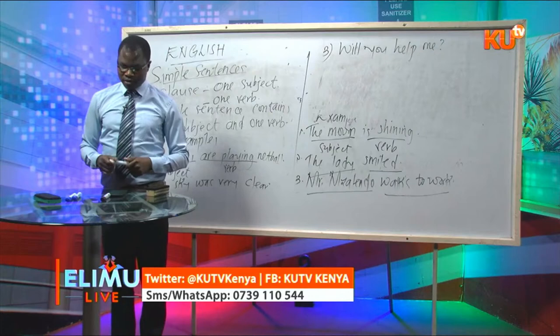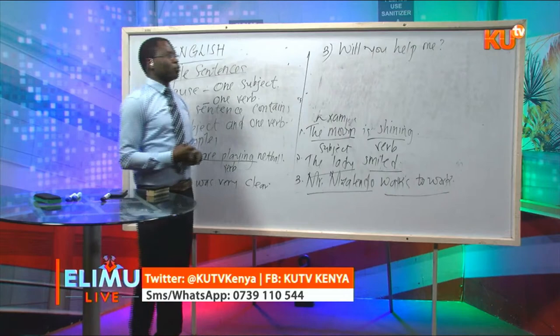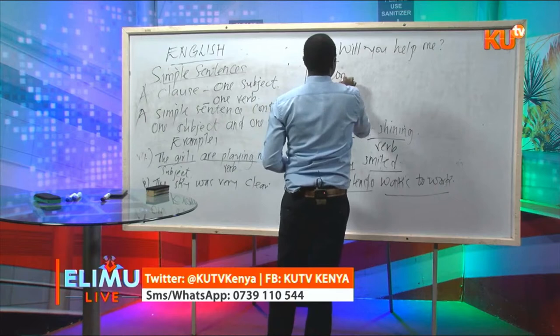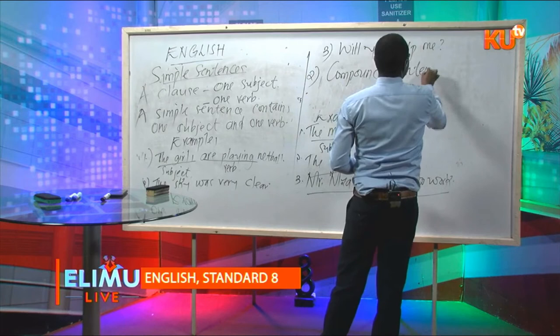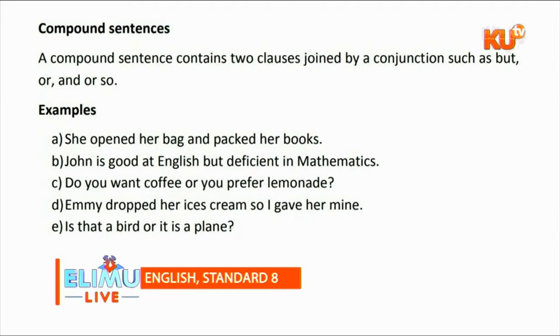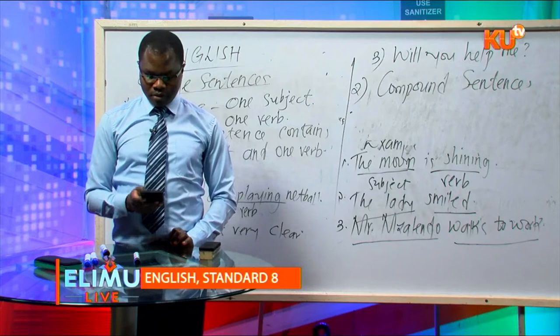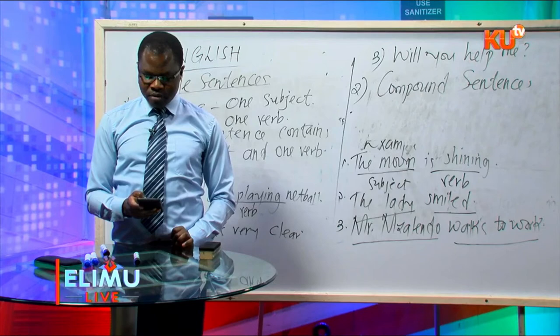Then we have another one, compound sentences. From simple, now we move to another example of a sentence, compound sentences. Unlike the first one where we said it has one subject and one verb, for compound sentences, we can say that a compound sentence contains two clauses joined by a conjunction.